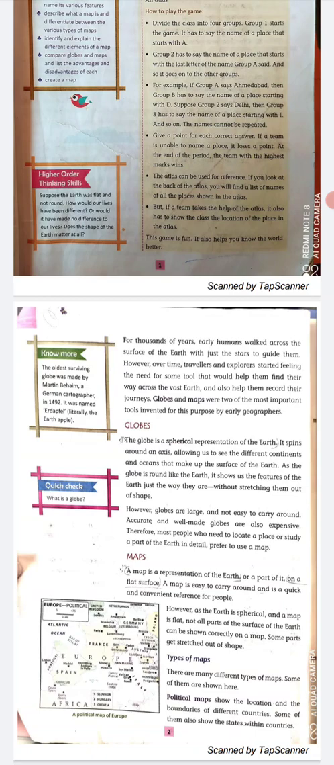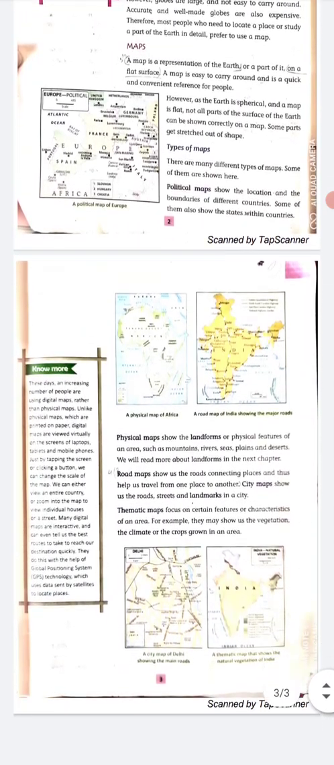Okay, there are various types of maps. We have already learned the various types of maps: political map, physical map, road map and thematic maps. First I will explain the political map. What is a political map? A political map is used to show the locations and boundaries of different countries, and we can also study the states and capitals within the countries.